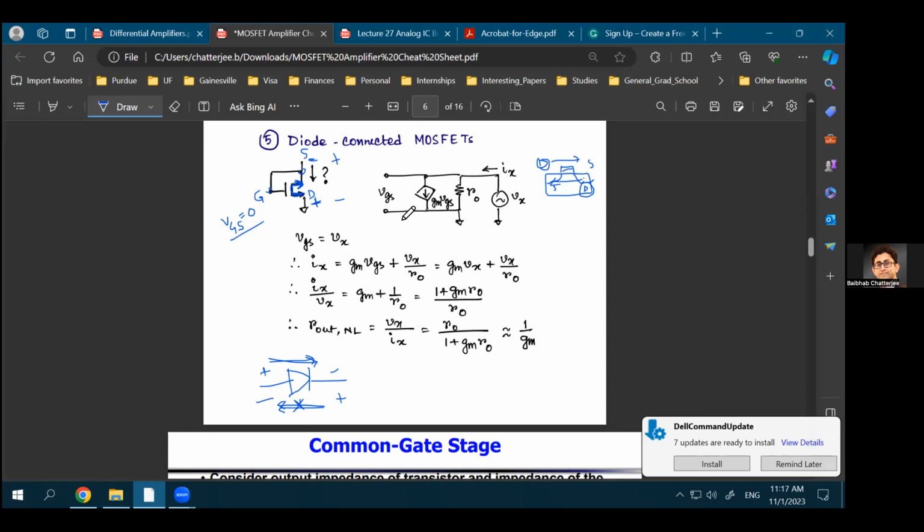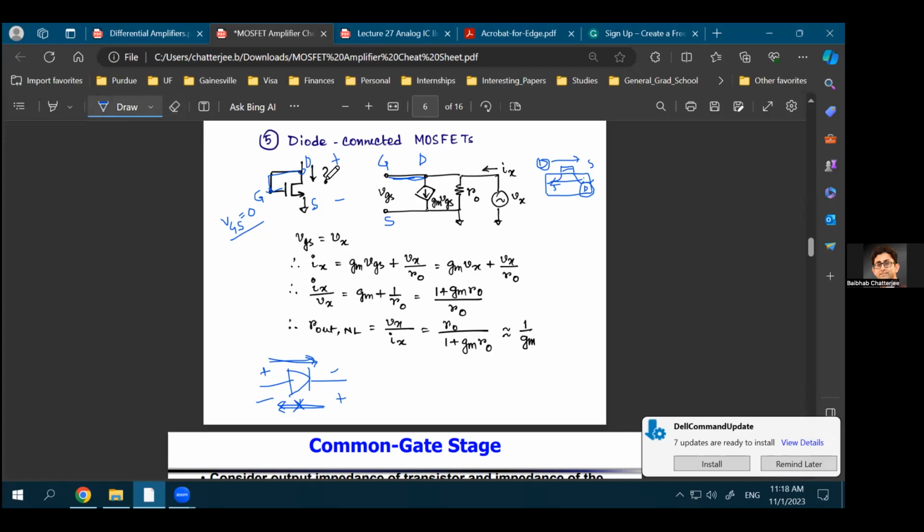Now, for a diode connected MOSFET, again, you can do an analysis, let's say a small signal analysis again. So what do you have here? You have your gate and drain connected together. So VGS is equal to your VDS. So this is your gate terminal, this is your drain terminal, and this is your source terminal. This connection between gate and drain is basically that connection. So that we don't have any confusion, let me remove this. And this is your drain terminal, this is your source terminal.